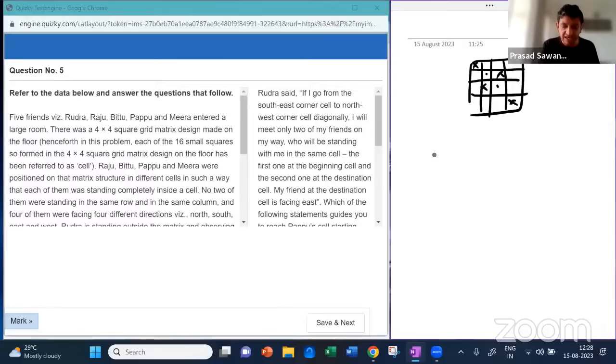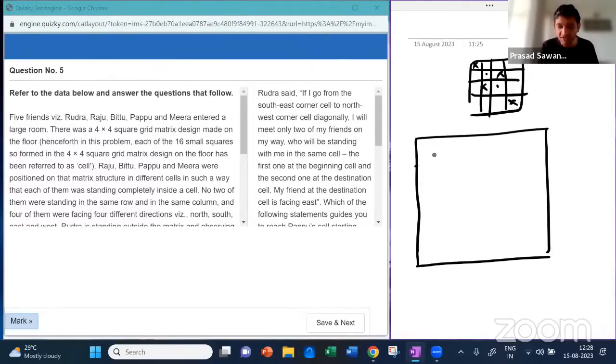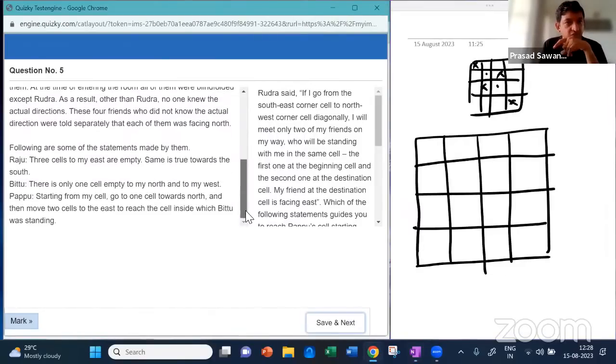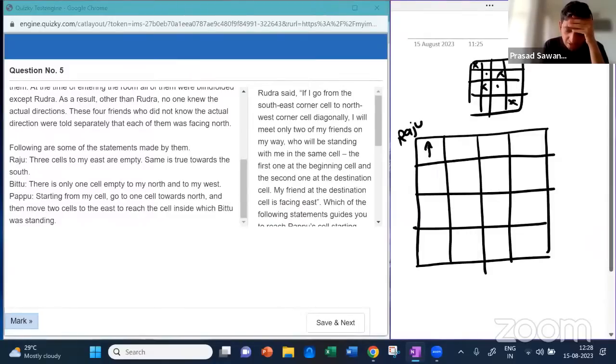So let's see. I think there will be 3 cases, and one of them we should be able to eliminate, or 2 of them we should be able to eliminate, I hope. So 1, 2, 3, and 1, 2, 3. As we have discussed, initially we are saying a corner cell would be Raju. So let's say Raju is fixed. It doesn't matter. Let's say Raju is facing this direction, and this one is Raju.